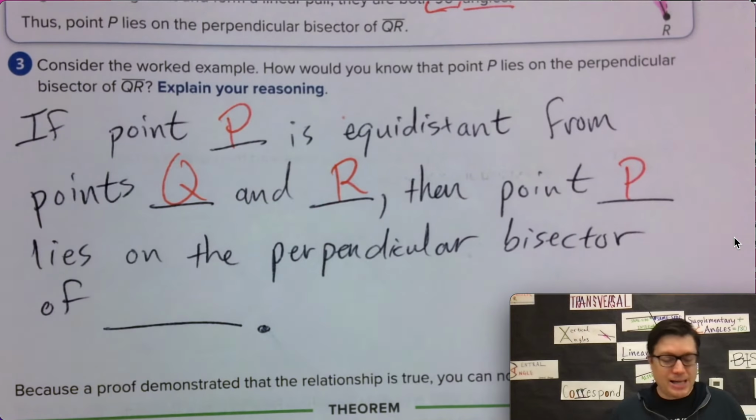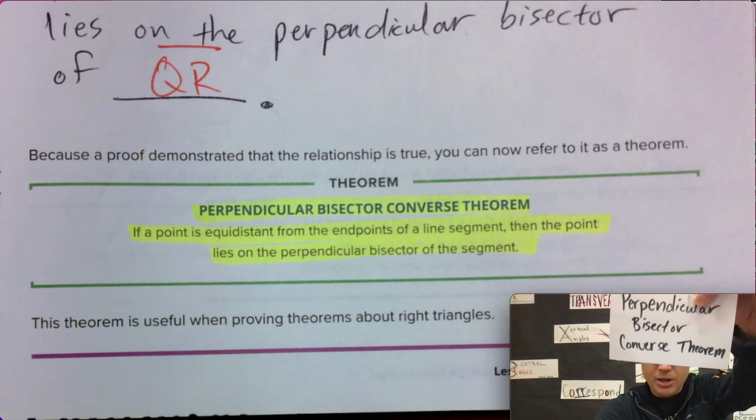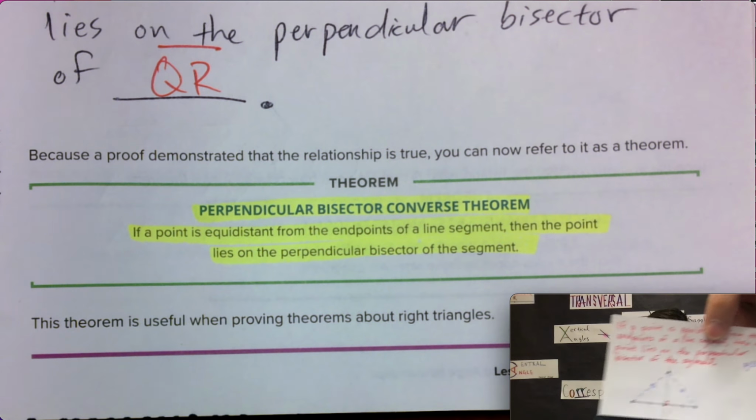And so that tells us our perpendicular bisector theorem on page 339 is ready for us to comment on in this video. If a point is equidistant from the endpoints of a line segment, then the point lies on the perpendicular bisector of the line segment. Bam! What?